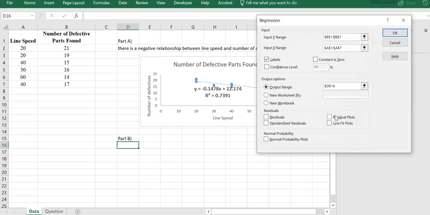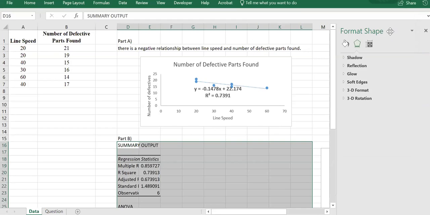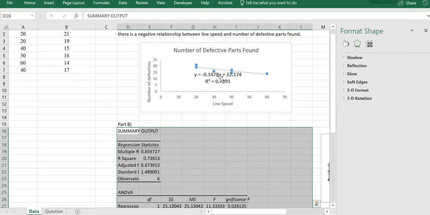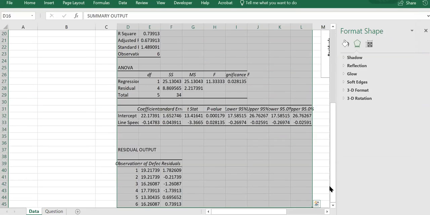I'm going to also add the residual plots here because I'm going to make a statistical inference in part C of this question. So I'm going to check the residual plots. That way I can check the necessary condition for residual. All right, and then okay. So part B, we already had the equation, but I just want to make sure that we have everything that we need, which would be the p-values.